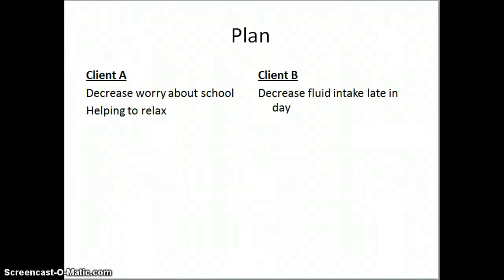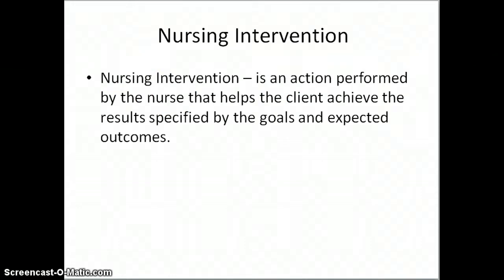So our plan for client A is to help him learn some relaxation and to help him maybe exercise before bed and take a hot bath and do all of those things to help decrease his stress. Whereas client B, we're going to restrict his fluids late in the day so that he isn't getting up at night with nocturia. Our nursing intervention listed then is that action that's performed by the nurse, and it helps that client achieve their goal and their outcome by a specific date.